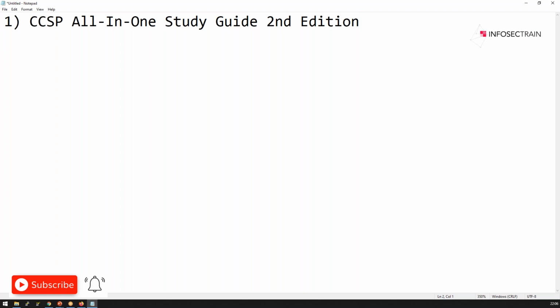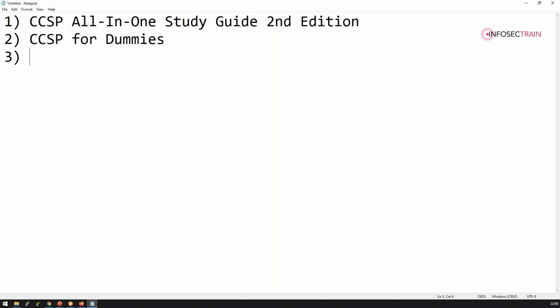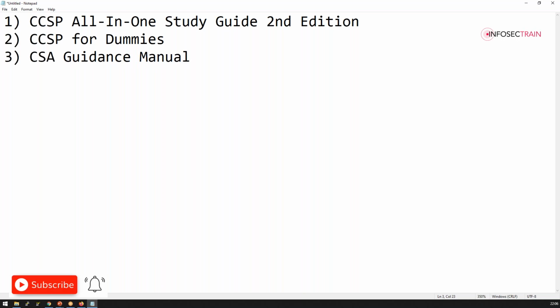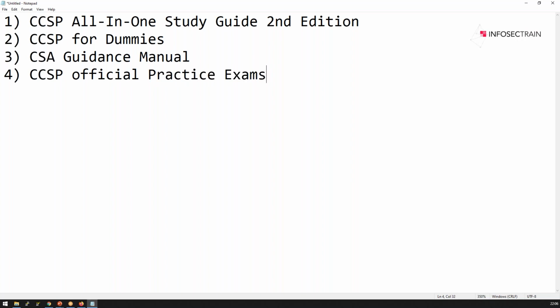The second study material I prefer for CCSP is CCSP for Dummies. This is just a basic one, an optional thing, but you can go for it if you want. The third one I prefer is the CSA guidance, which is available free of cost. And the fourth one is the CCSP official practice exams, available online from Cybex. Go through the latest edition only. Don't go for the old one.